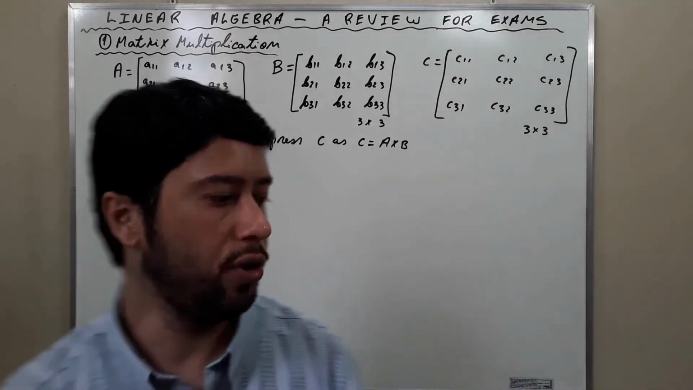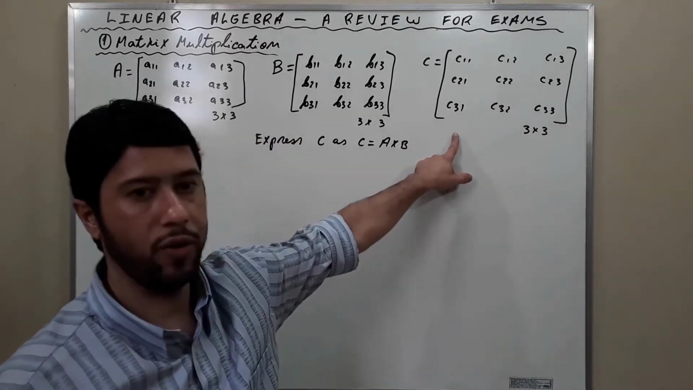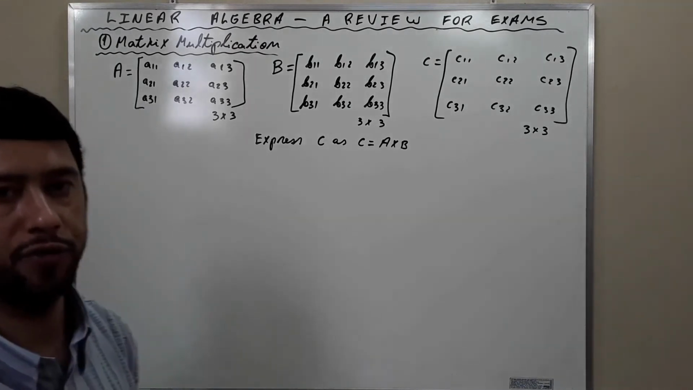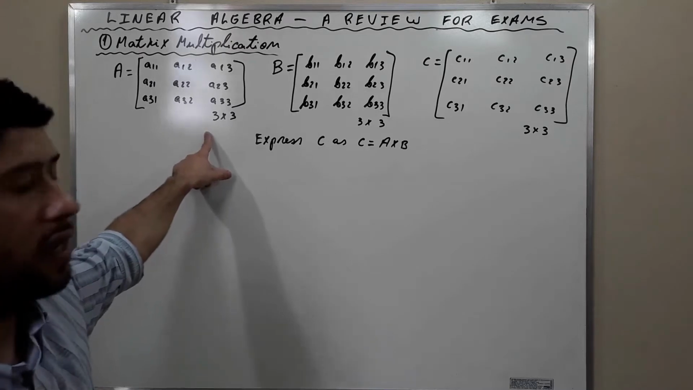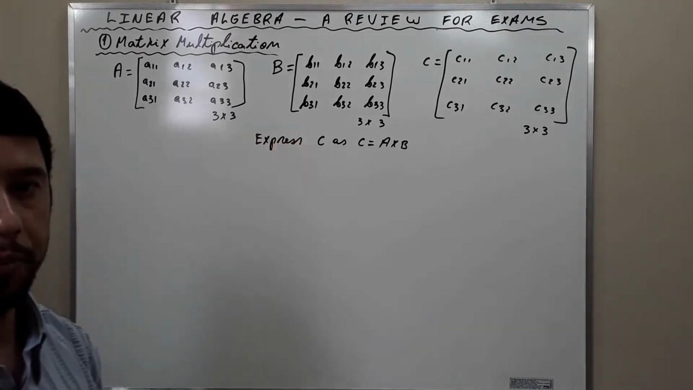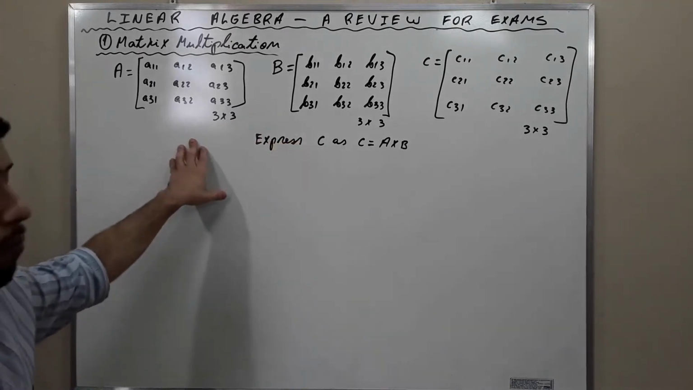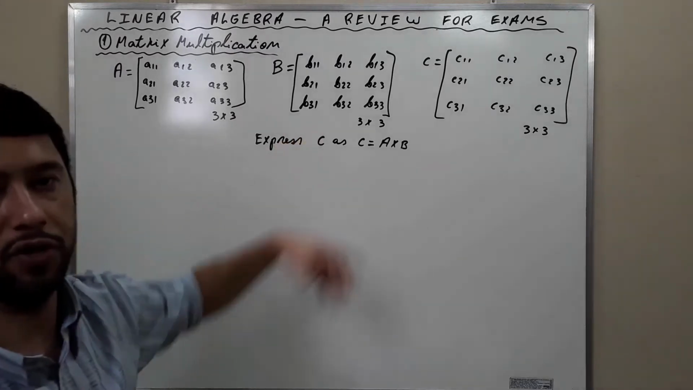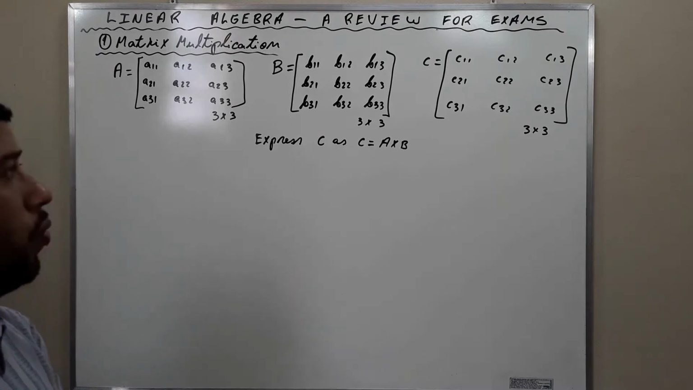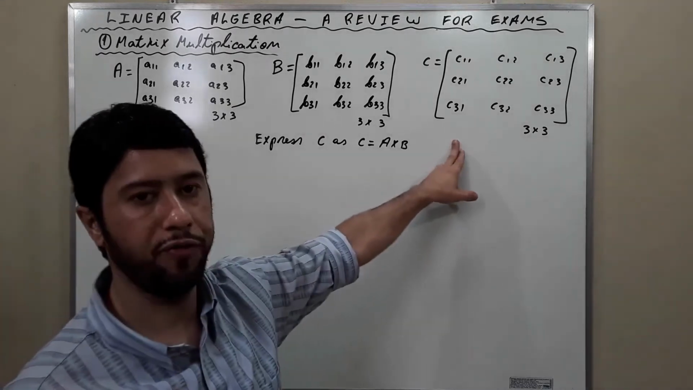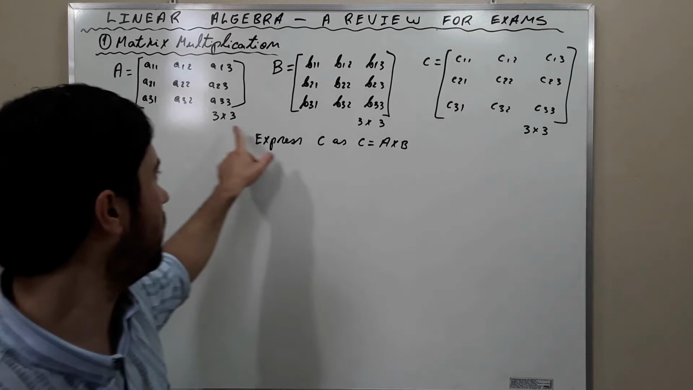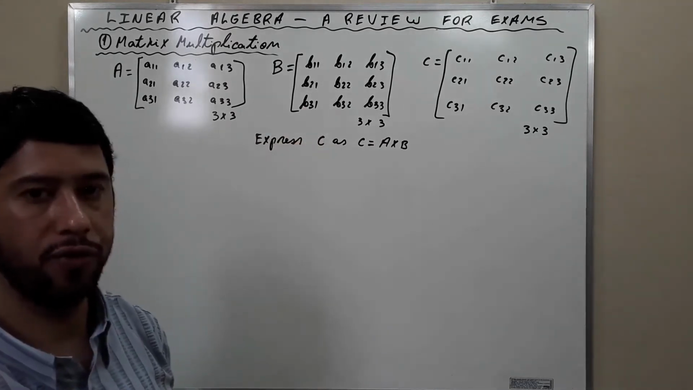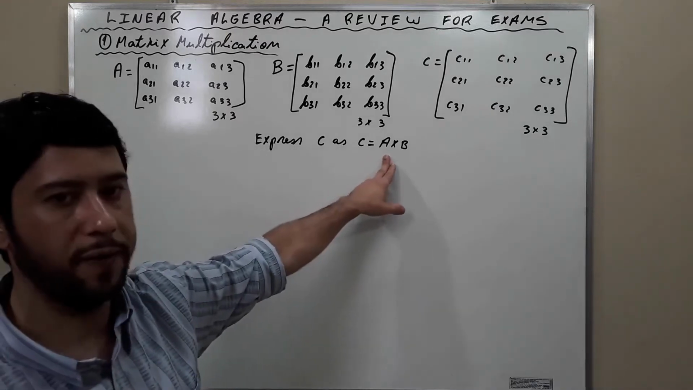What we want to compute is matrix C, which is going to represent the composite transformation that A and B perform separately. A performs one task, B performs a different task. We want C to perform at once what A and B perform separately. And to do this, we need to multiply them.